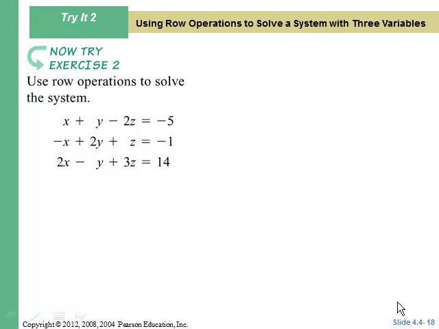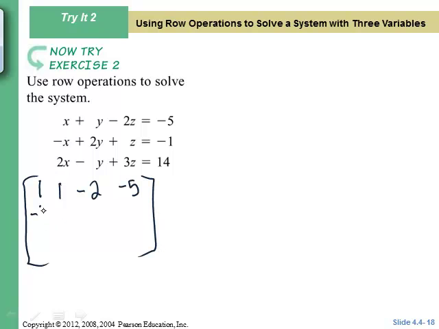Do the same thing with this matrix. When you're ready, press play and I'll show you how I did it. So we have 1, 1, negative 2, negative 5. Second row, negative 1, 2, 1, negative 1. Third row, 2, negative 1, 3, 14. The first row is good.